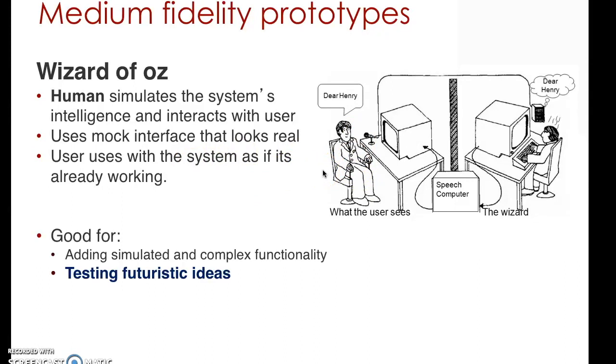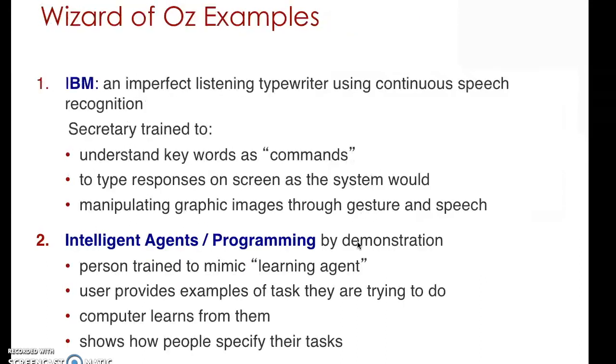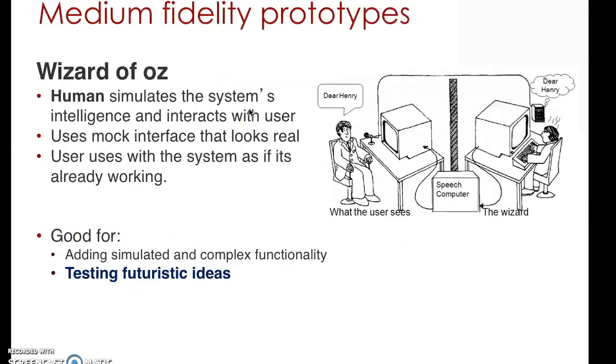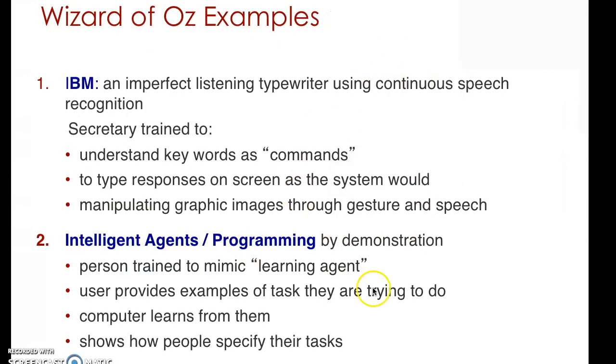Okay, and this Wizard of Oz method is good for adding simulated and complex functionality and testing futuristic ideas that did not yet exist at that time. So that is the kind of prototype that you can do for testing futuristic ideas. So these are other examples of Wizard of Oz that had been implemented before.